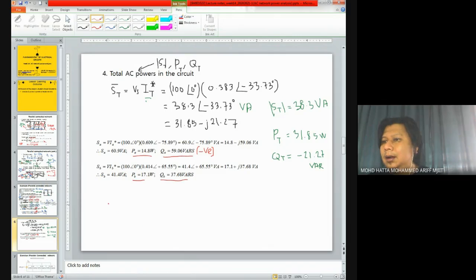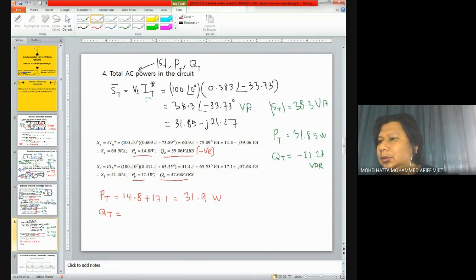All right. I can also calculate my P total just by combining the information that I have in branch A and branch B. Here I have 14.8 plus 17.1, and it will give me, let's say, I think 31.9 watt.